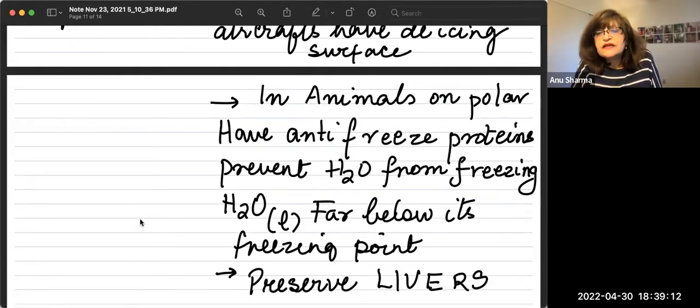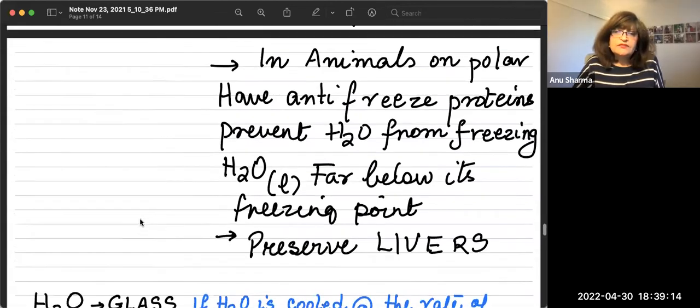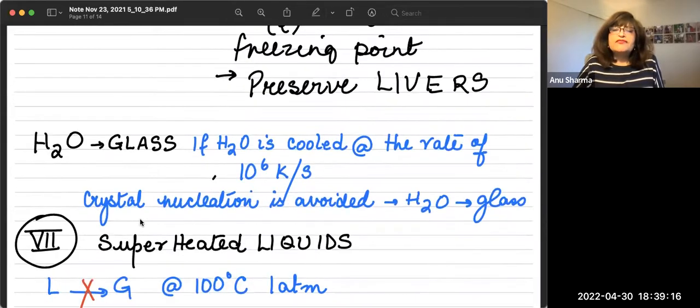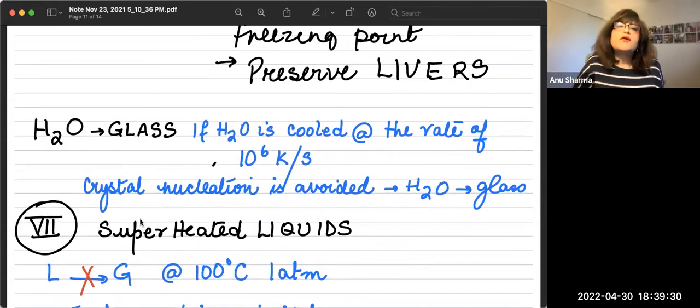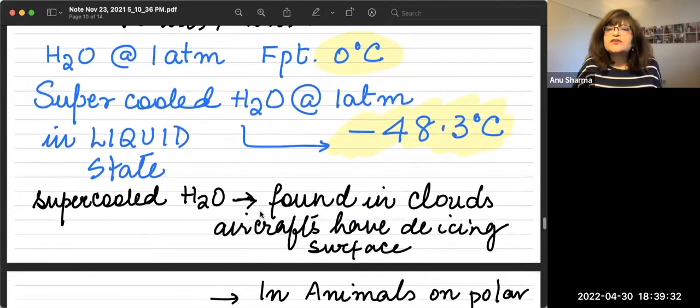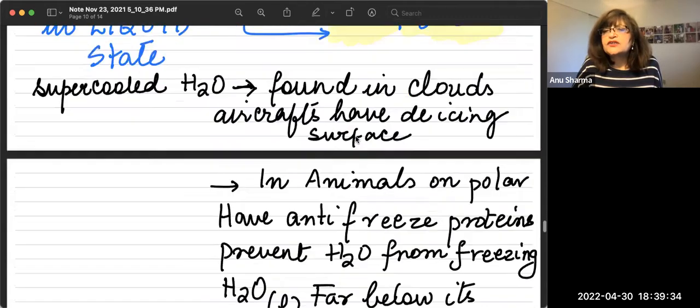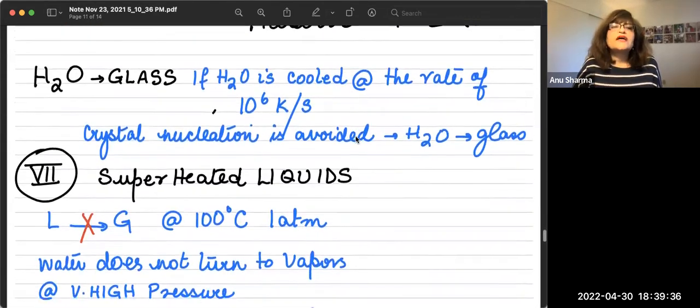Now, if we want to preserve livers, obviously if you freeze them in ice, maybe they go bad. So how do you do that? Supercooled water is used. It can remain as water far below, till negative 48 degrees Celsius. Okay, so that's the thing.